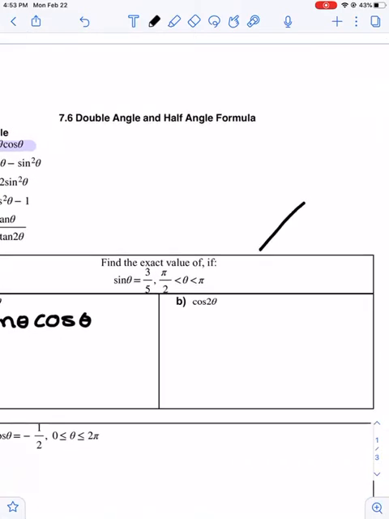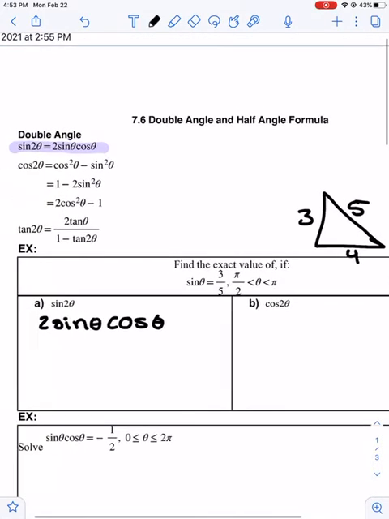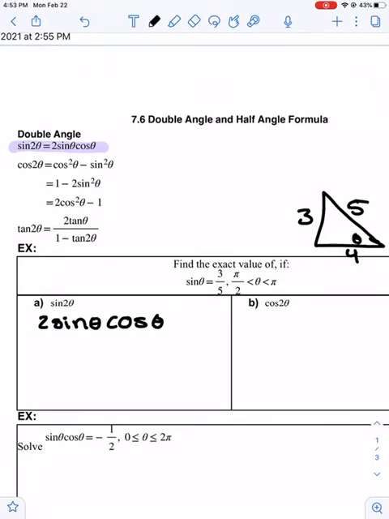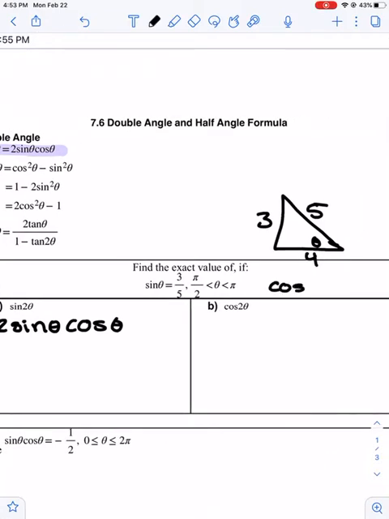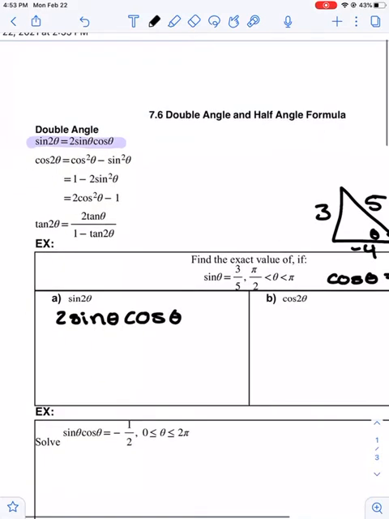So we're going to plug in. We need to figure out then what cosine theta equals in this triangle. Oh, this was in the second quadrant. So here's our triangle. The sine is 3/5. This is a 3, 4, 5 special triangle. So that means cosine is 4/5. So I'm going to write that over here. Cosine theta equals 4/5, and remember it's negative because of that -4.